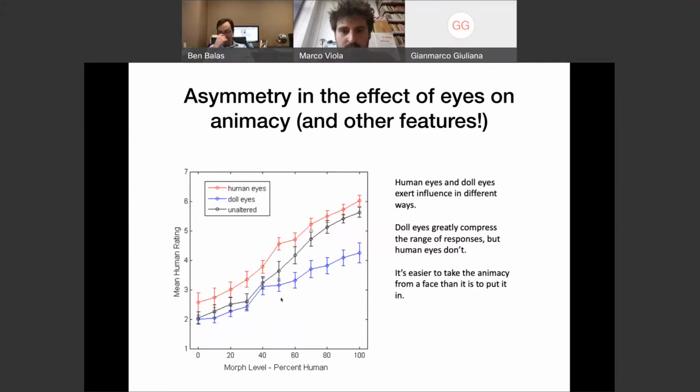But what's really fun for us here to see is this asymmetry, which I've expressed here in terms of saying it's easier to take the animacy out of a face with this kind of manipulation than it is to put it back in. And what I mean by that is you can see this huge gap over here at the right between the impact of human eyes on our images and the impact of the doll eyes on our images with the blue line. There is a huge animacy cost to putting doll eyes into a real face that is not matched by the improvement of putting real eyes into a doll face.